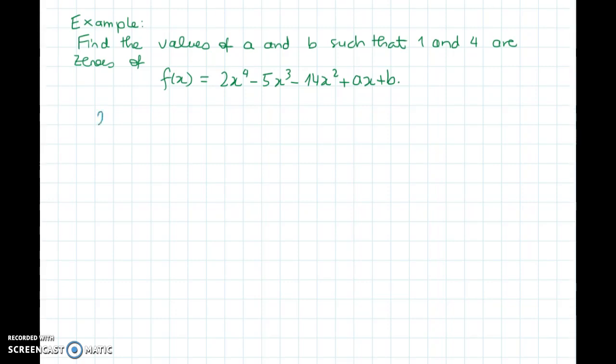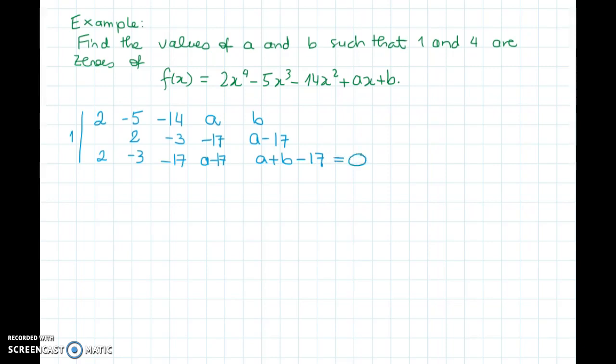So let's do it. We start with the coefficients 2, negative 5, negative 14, a, b, and let's start with the number 1. So 2 times 1, and again, I'll do this quickly. You can do it yourself. So the remainder will be a plus b minus 17. But since 1 is a zero, this has to be 0.